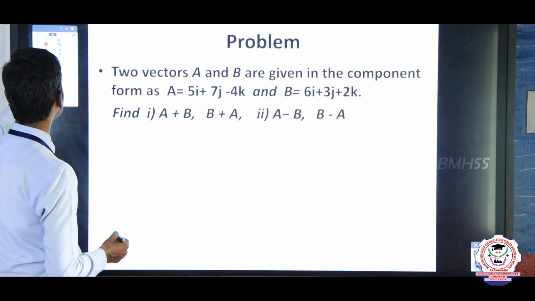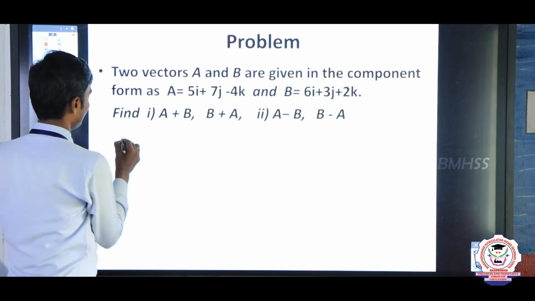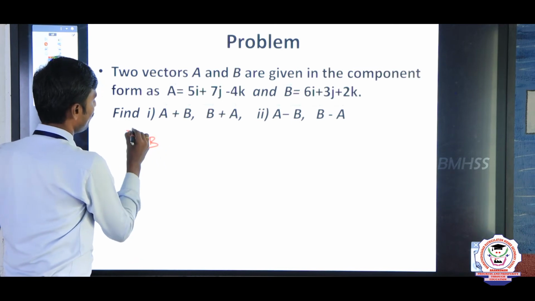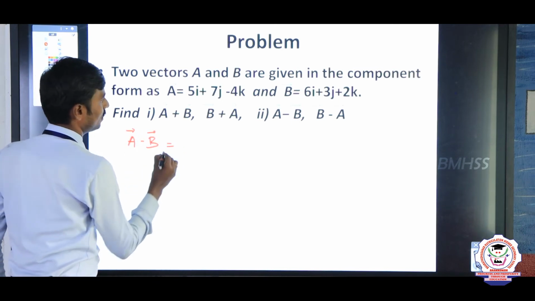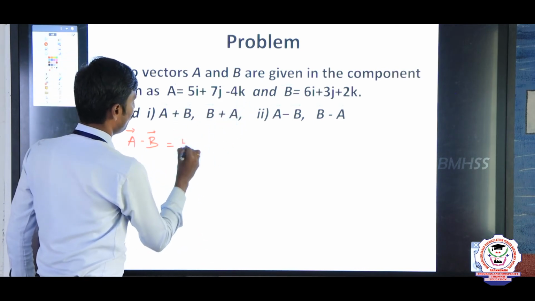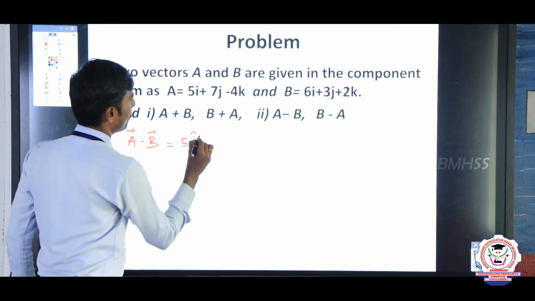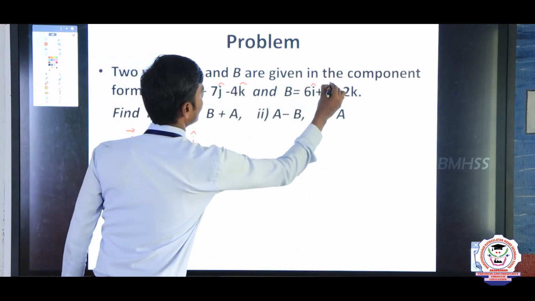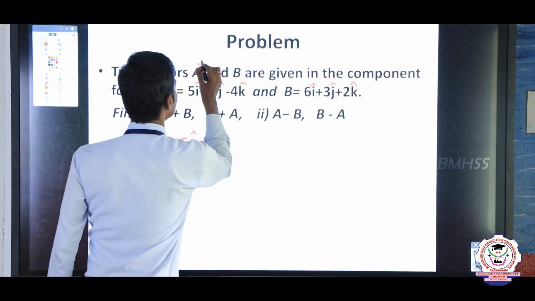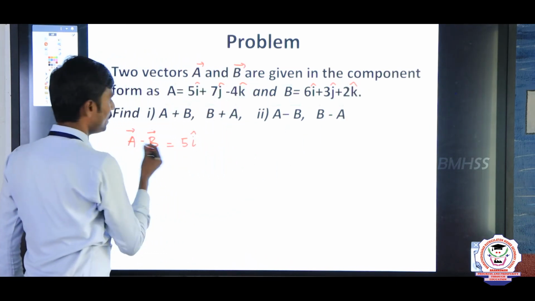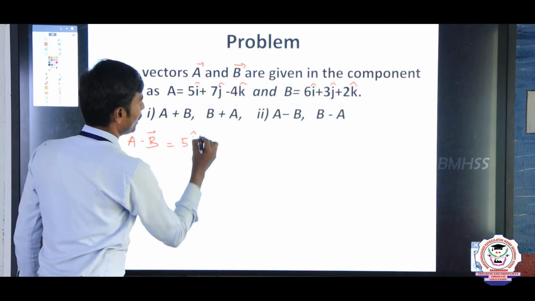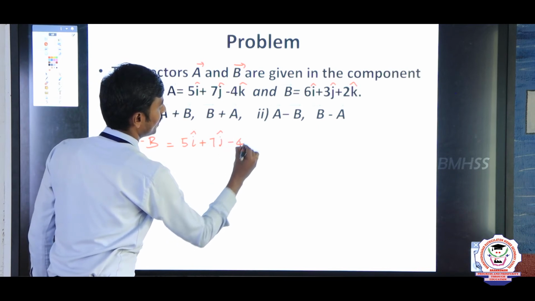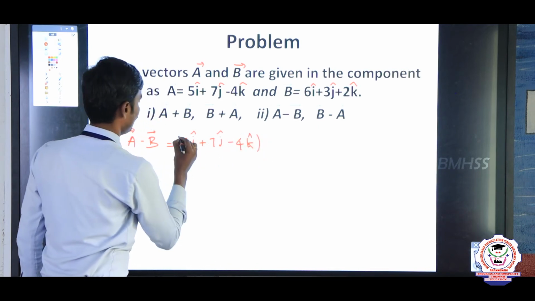See here, the next question, the second one is A minus B, that means A vector minus B vector equal to, what is the A vector? Yes, 5 i cap, 7 j cap, 4 k cap, 6 i cap, 3 j cap, 2 k cap. Here two vectors, A vector and B vector. Here A minus B vector only. Here A vector 5 i cap plus 7 j cap minus 4 k cap. Okay, this is the A vector.